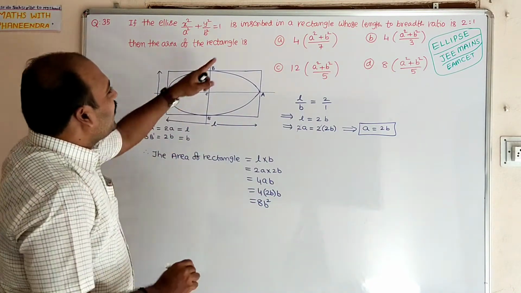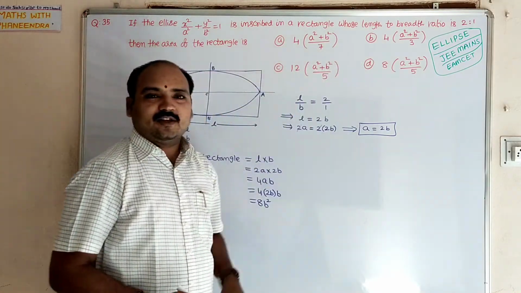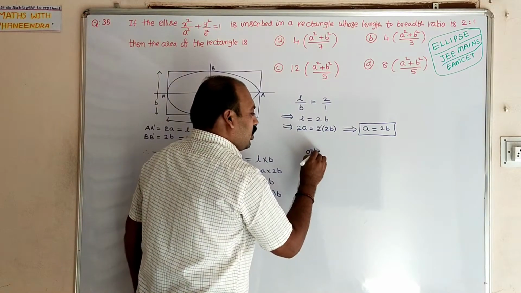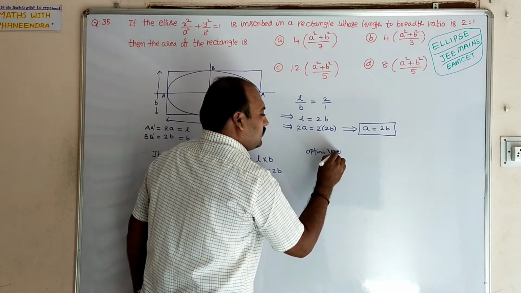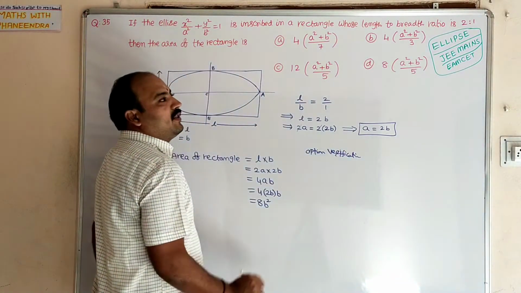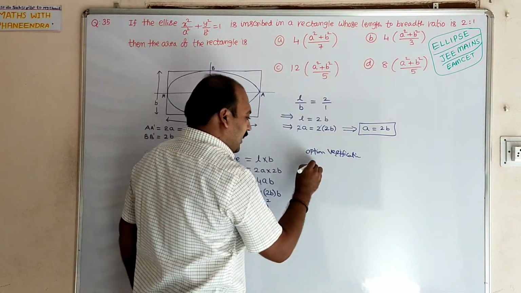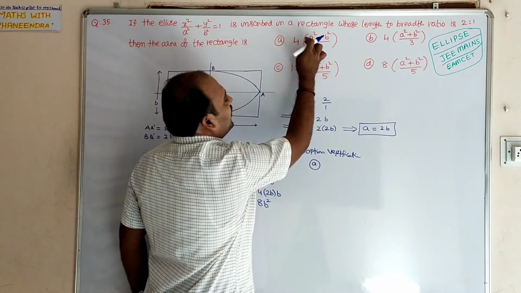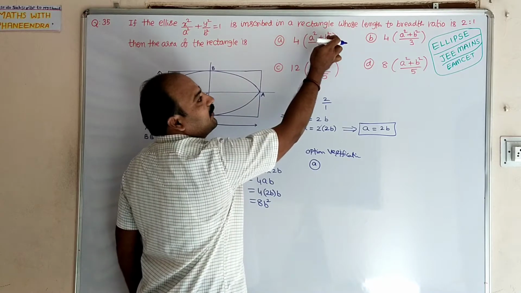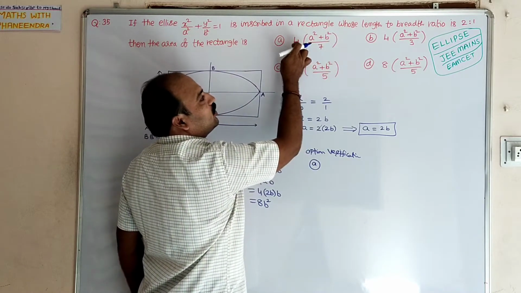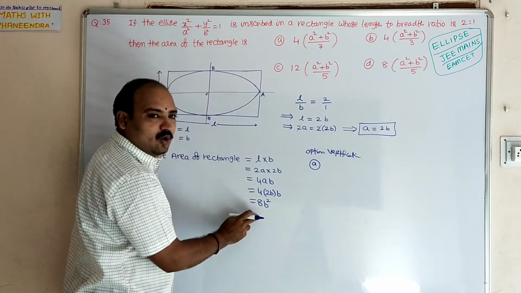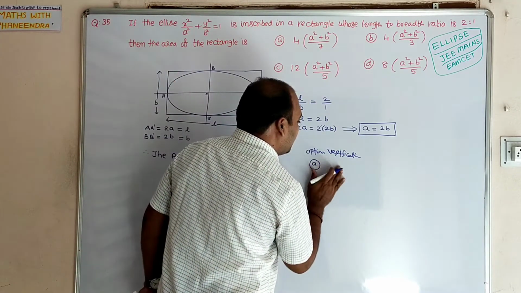But 8B square, it is not there in the options. So what we have to do? Option verification, we have to do that. In the option verification, first option if you take, in place of A substitute 2B. 2B whole square means 4B square. 4B square plus B square, 5B square by 7 into 5, 4. So 20B square by 7, it is not equal to 8A square. So option A is not correct.